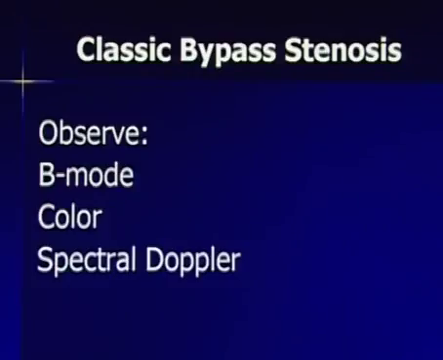So how do we tell when we have a stenosis? We can't just rely on one factor. We have to pay attention to the B mode or grayscale. We have to pay attention to what the color is telling us and also what the spectral Doppler is telling us.